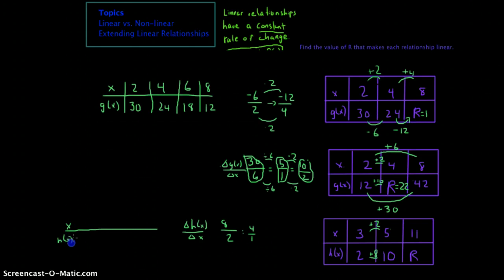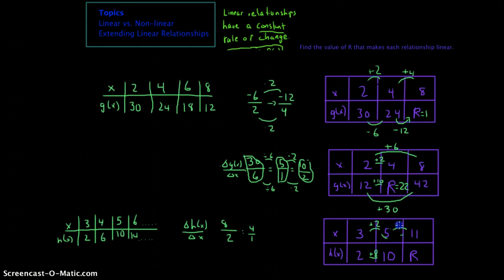And h of x. So we could say this, okay, 3 is 2. Let's see, 4 to 1, so we know that 4 is 6, right? Up 1, up 4. 5 is 10. And 6 is 14, and we could keep on going until we reached 11. The problem is that would take us a long time, right? So let's see if we can reason our way through this.